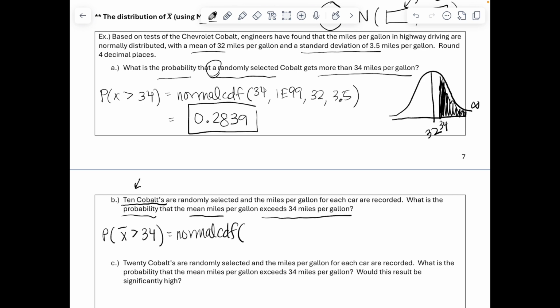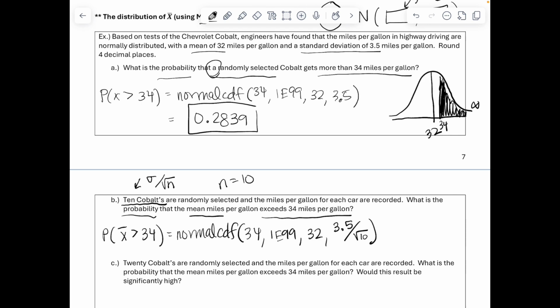But because I have 10 cobalts, this is going to change my standard deviation to being sigma divided by the square root of n. So our shading's still going to start at 34. It's just the same graph as the one that we have up above. Our upper bound is 1e99. Our mean is still 32, but our standard deviation is what changes. So it's 3.5 divided by the square root of n. And n in this problem is 10, since that's our number of cobalts that we have.